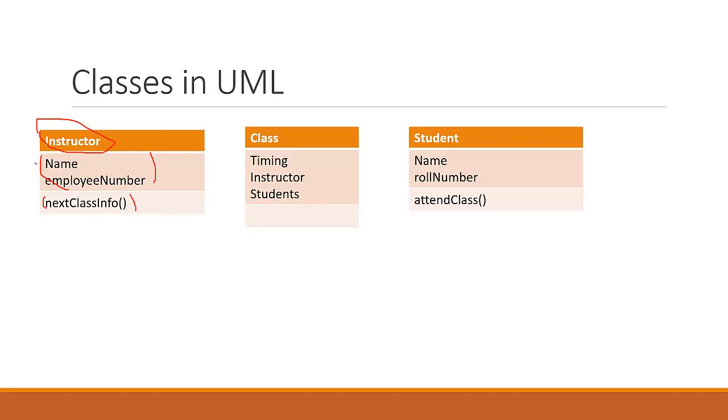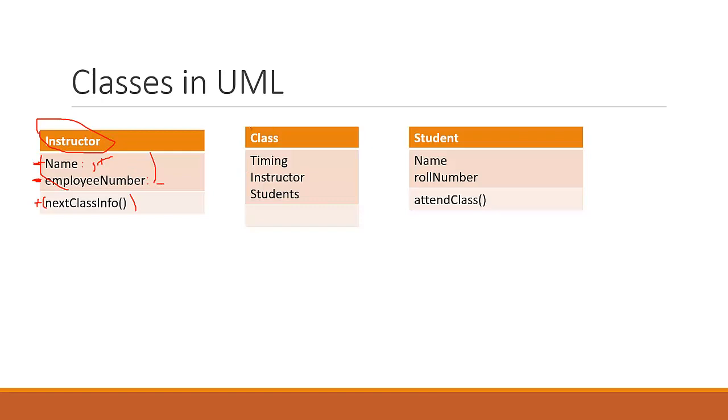The attributes will be preceded by a minus sign, which tells you that it is a private attribute, and the function will be preceded by a plus sign, which tells you that it is public and can be accessed everywhere. They must also have data types, like string; for example, employee number can be a string.